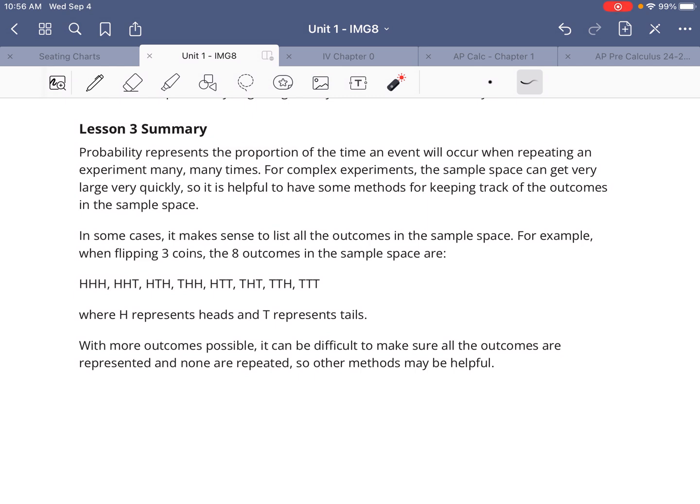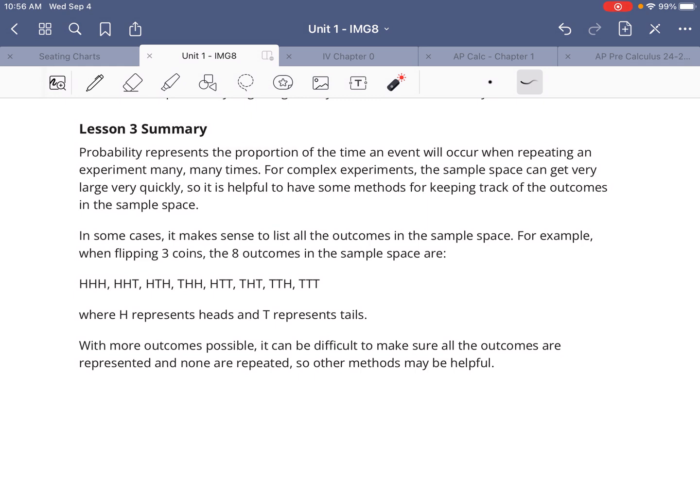Probability represents the proportion of the time an event will occur when repeating an experiment many, many times. For complex experiments, the sample space can get very large very quickly, so it's helpful to have some methods for keeping track of the outcomes in the sample space. In some cases, it makes sense to list all the outcomes in the sample space.